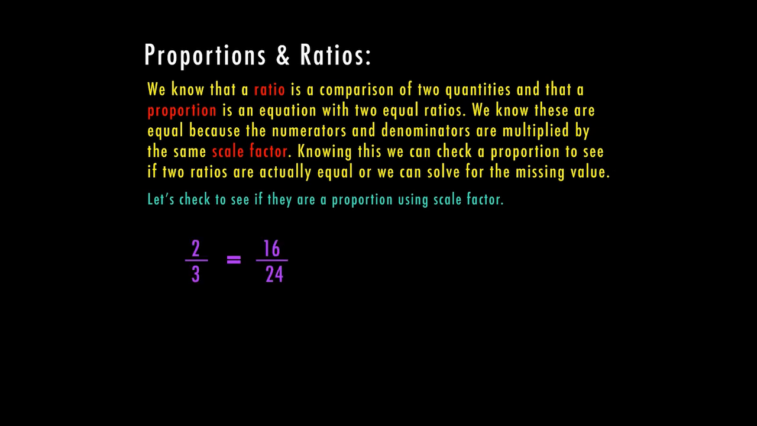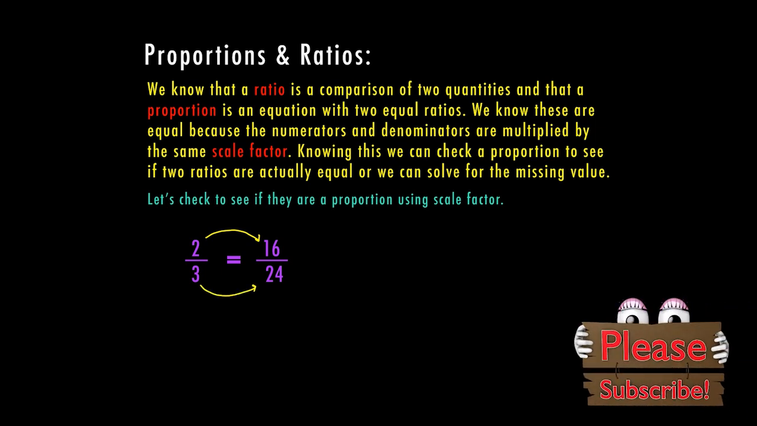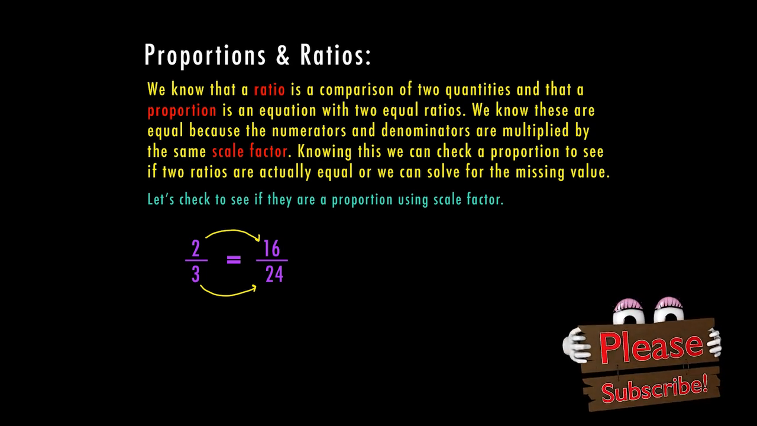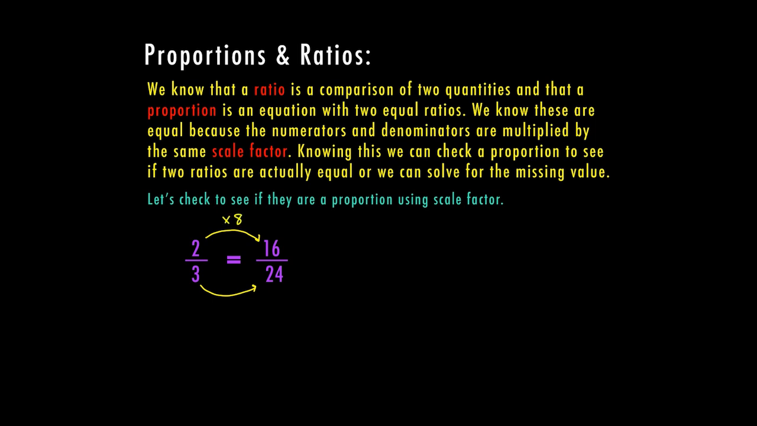So we're going to start off with 2/3 equals 16/24. And the easy thing here is you're just checking to see, does the numerator multiply by the same number to get the other numerator and the denominator to get the other denominator? So do these two increase at the same rate or at the same scale factor? And we know that 2 goes into 16 times 8, 3 goes into 24 times 8. So we can see here that they both have the same scale factor. They both are going to multiply by 8. So this one is a proportion.